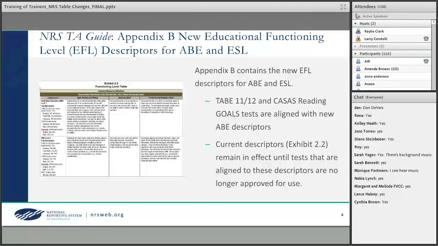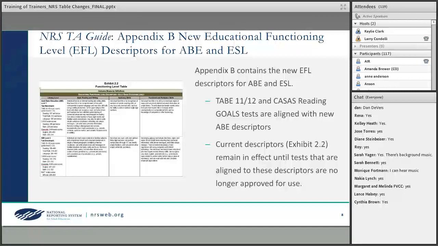So far, only 2 tests are aligned to these new descriptors, which is the table 11, 12, and CASAS reading goals. They are aligned to the new descriptors in Appendix B. All the other tests that we're currently using are just following the same EFL descriptors that we have had for many years, shown in Exhibit 2.2 of the TA guide. And they will remain in effect until all of the new tests are developed to align to the new descriptors and until the current tests are no longer approved for use.